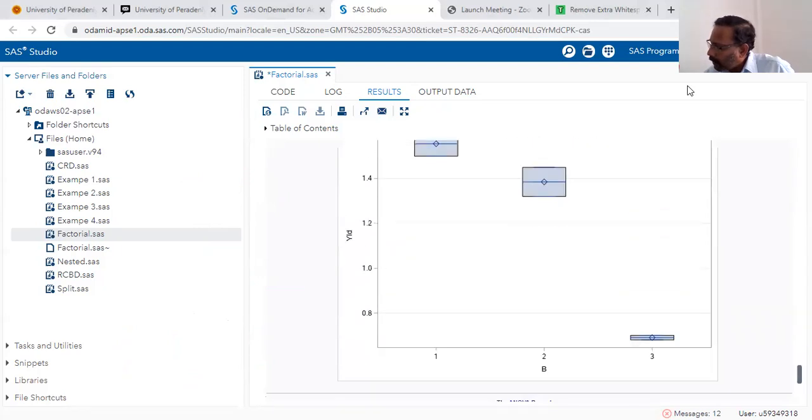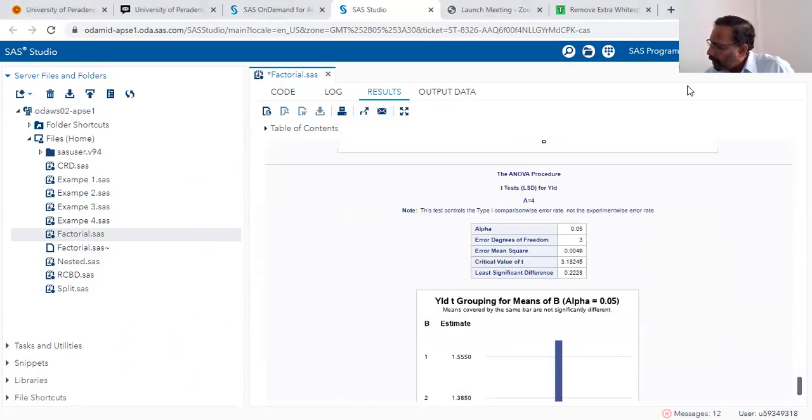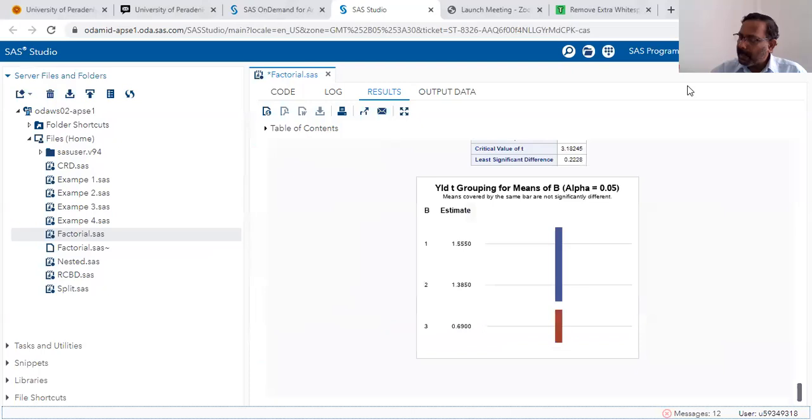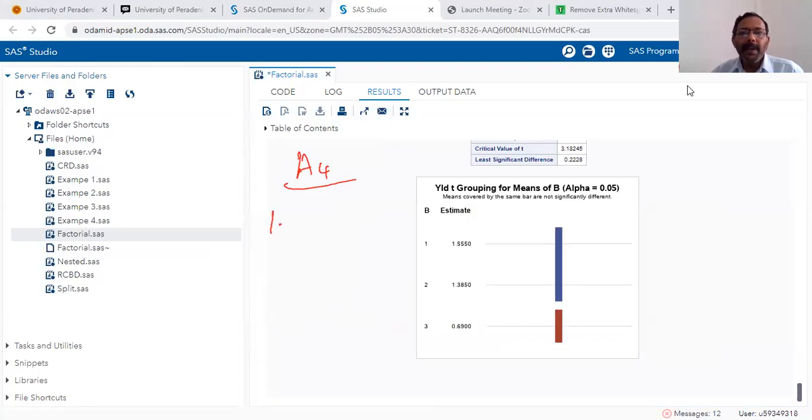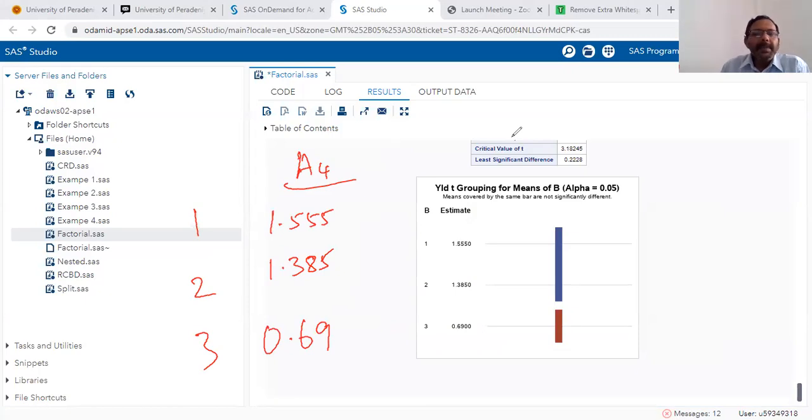Then the last one for the A4 program. What is the A4 program? Can anyone comment on this? This is for the A4. First one is 1.555. Second one is 1.385. Third one is 0.69. Now, can somebody easily give the ABC for these treatments?